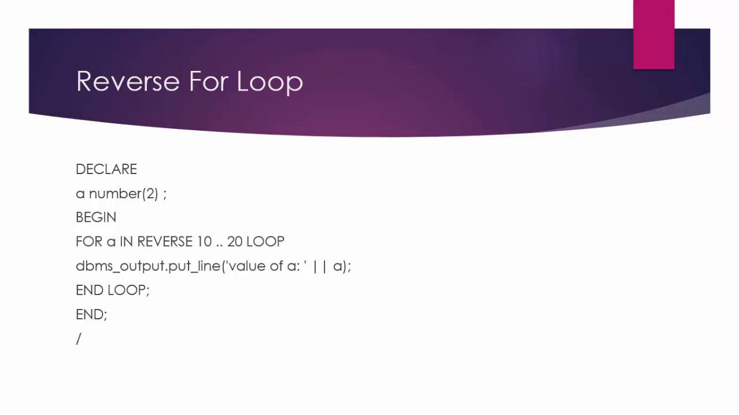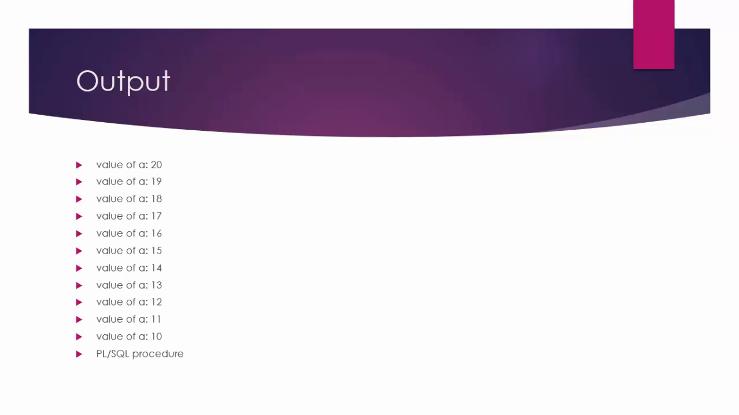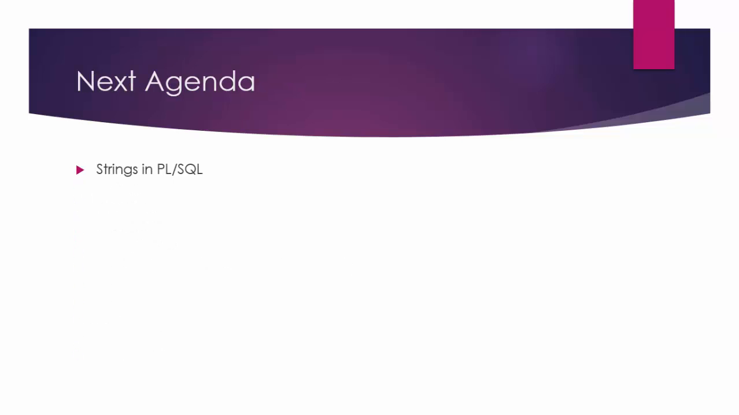Now there is something called reverse for loop, but you don't need to be afraid of this because it is as simple as a normal for loop. The only difference is that we write for a in reverse 10 to 20. By writing this keyword reverse, it means it will go from 20 to 10. So the starting value becomes 20 and the ending value becomes 10. Can you guess what the code will display? Yes, it will display 20, 19 till 10.